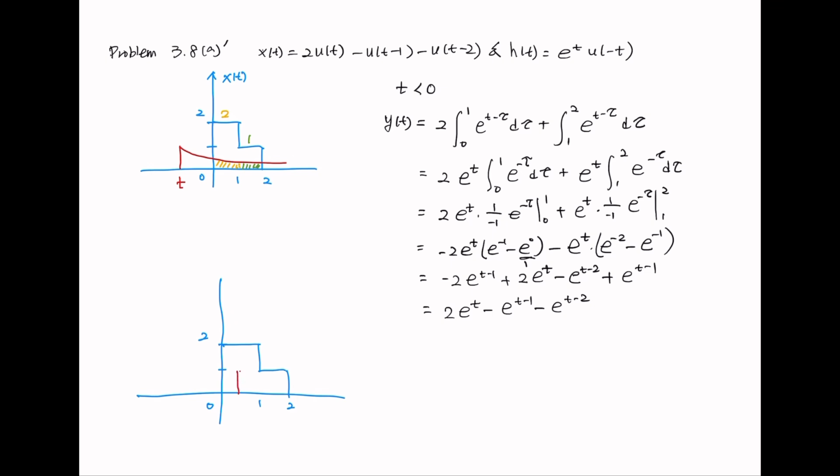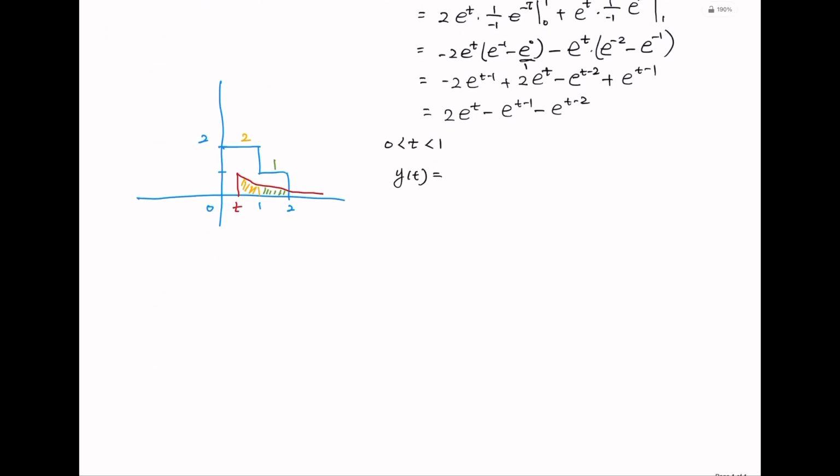Next, if you have an x of t here, and then we're going to move h of t minus tau inside. Now it's going to go something like this. This is t. And then we need to multiply this portion by 2. And we need to multiply this portion by 1. In this case, t is in between 0 and 1.